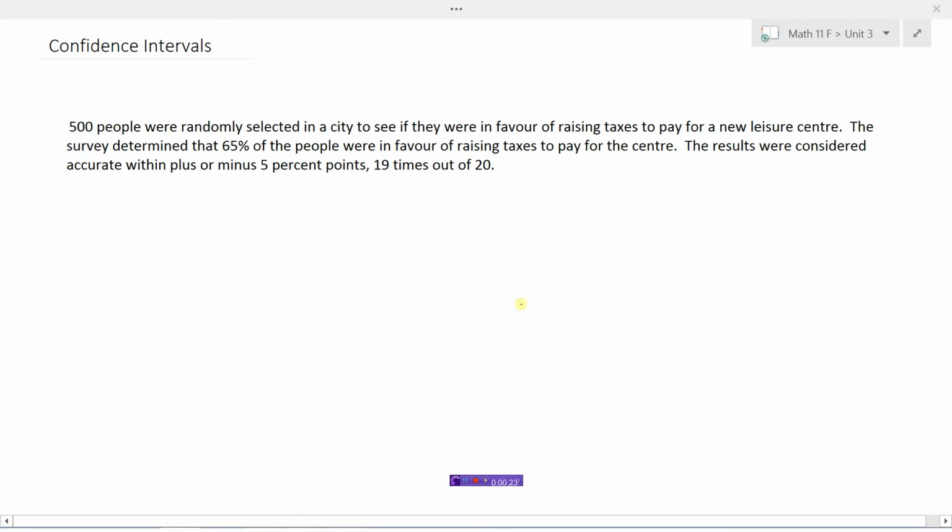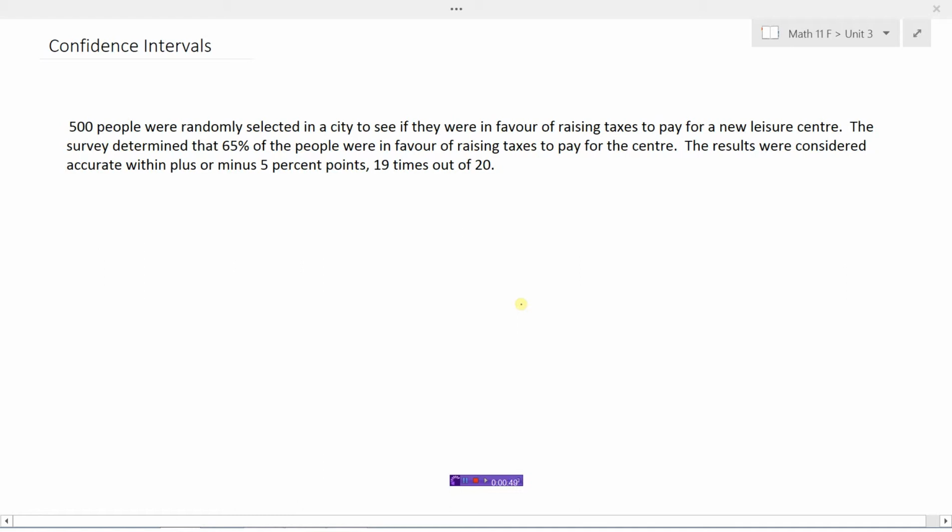So 500 people were randomly selected in a city to see if they were in favor of raising taxes to pay for a new leisure center. The survey determined that 65% of the people were in favor of raising taxes to pay for the center. And then you'll hear this: the results were considered accurate within plus or minus 5 percentage points 19 times out of 20. So what does that really mean?